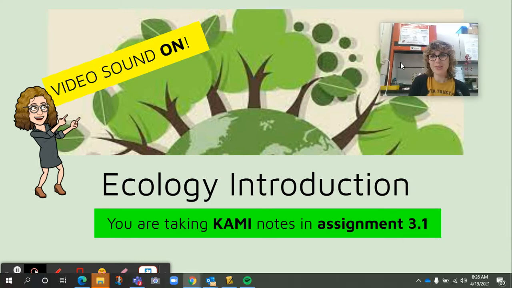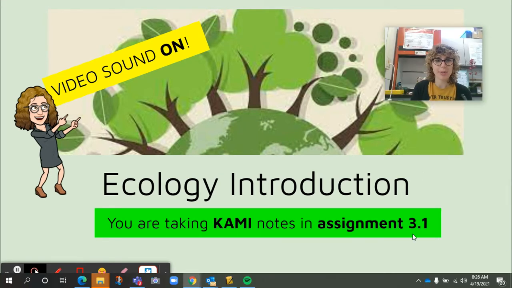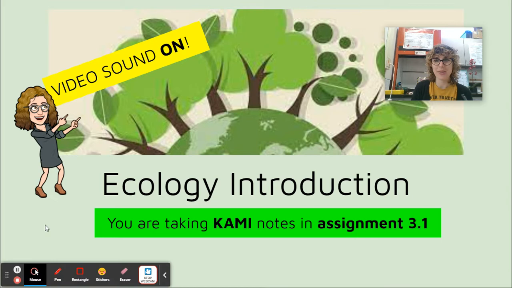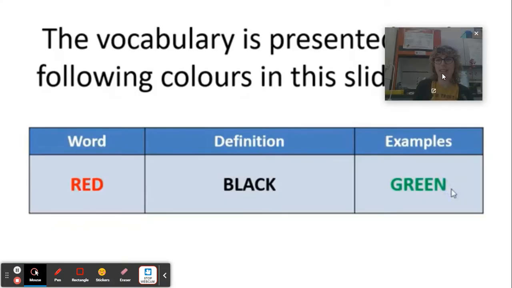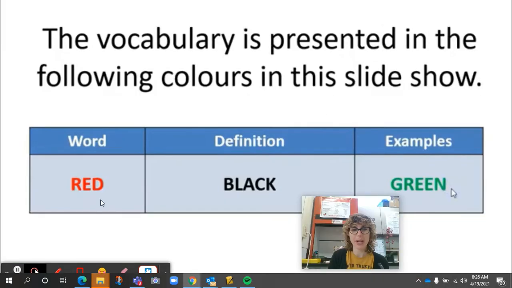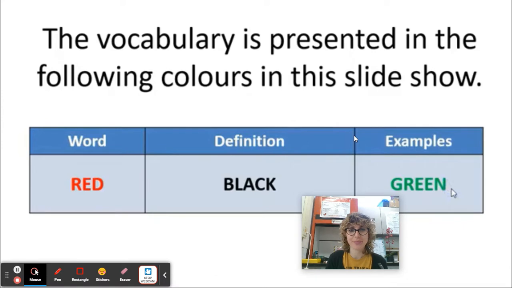All right, welcome to your introduction to ecology assignment 3.1. Please make sure the sound on your video is on. As you are presented with these different vocabulary words, please make sure that as you fill them out, your words are in red, your definitions are in black, and your examples are in green. I have filled in one or more components of each of these already for you.